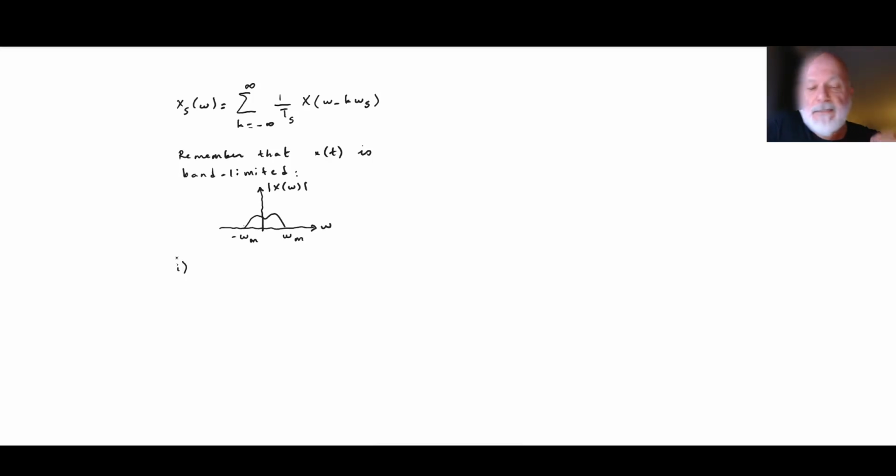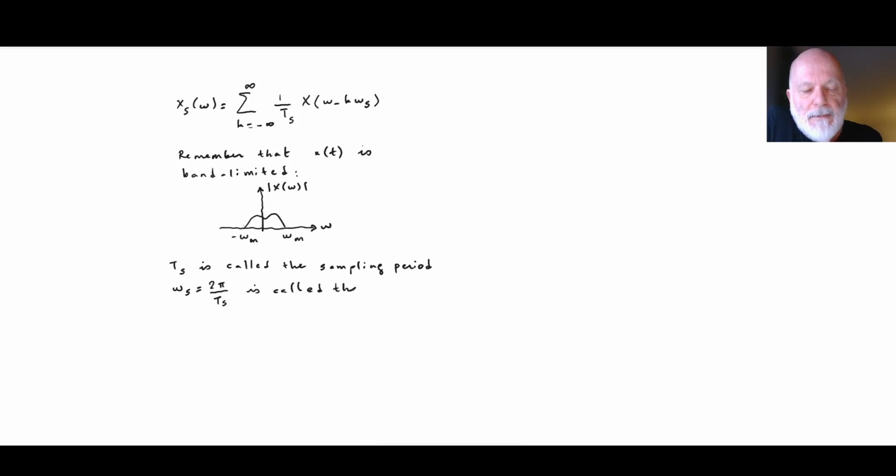Now, remember, omega s is equal to 2 pi over Ts. Now we are going to give a name to Ts and omega s. Ts is called the sampling period. And omega s, which is equal to 2 pi over Ts, is called the sampling frequency.